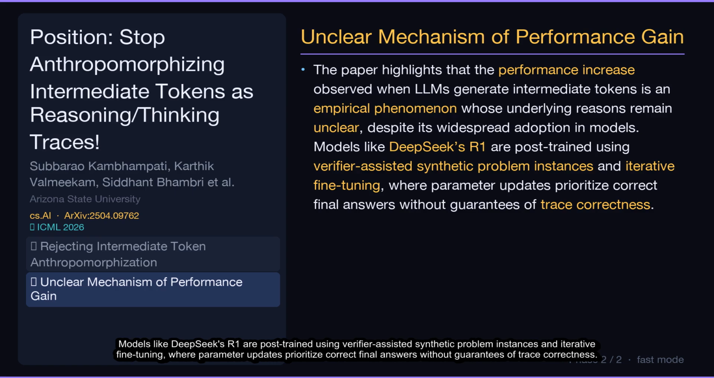Models like DeepSeek's R1 are post-trained using verifier-assisted synthetic problem instances and iterative fine-tuning, where parameter updates prioritize correct final answers without guarantees of trace correctness.